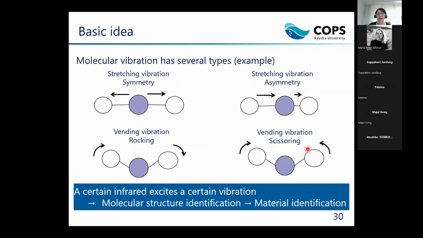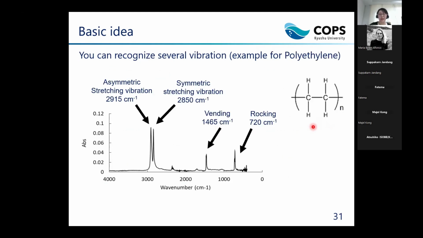And a certain infrared excites a certain vibration. That's why you can see molecular structure by the infrared IR spectrum. And the IR spectrum can say this is a potential of this material. And this is an example of how to interpret the spectra.